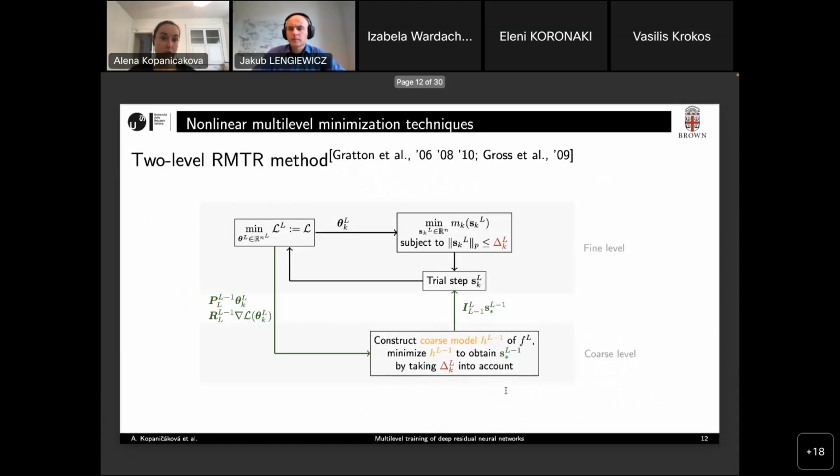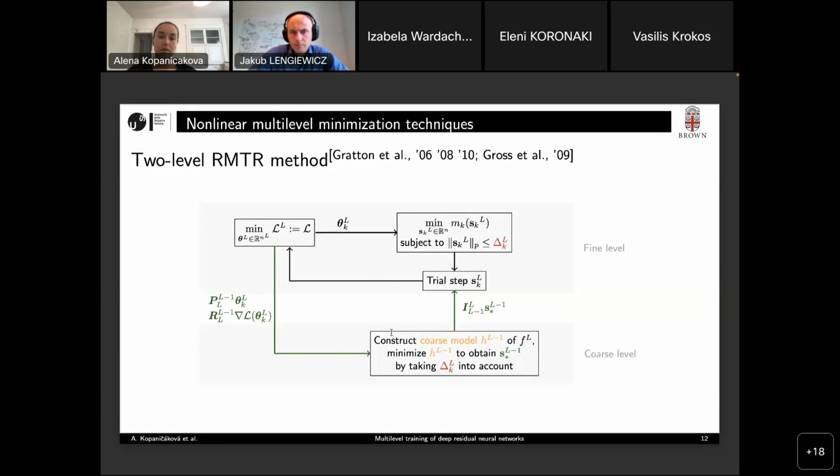Okay, so let me just give you a quick introduction or sketch of how such a two-level multi-level trust region method can work. If you recall my previous slide, the single-level trust region method worked in the following way. On each iteration, we constructed some model, and then we minimized this model in order to obtain some search direction, and then the trust region method checked whether this search direction is meaningful or not. And for the moment, we will refer to this step as the fine level step.